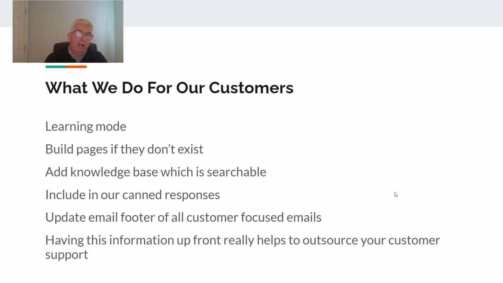So personally, what I do for my customers at WooCommerce is we go into a phase called learning mode at the start of an engagement. It's at that point where we collect all the information we need. We'll create those simple language pages along with our customer for returns, for cancellations, all that kind of thing, the information that the customer needs. We'll build those pages if they don't exist. We'll also add a knowledge base as part of our infrastructure that we create.